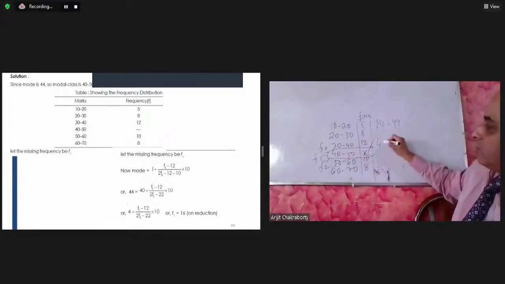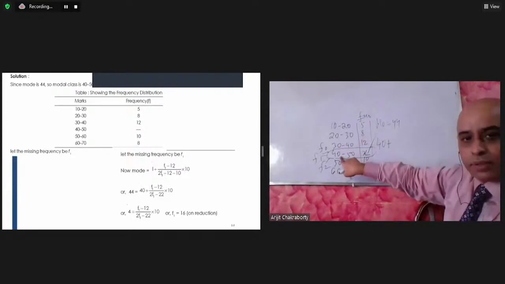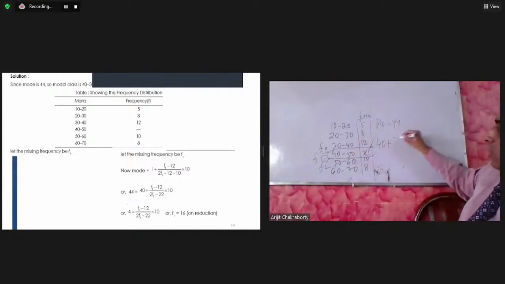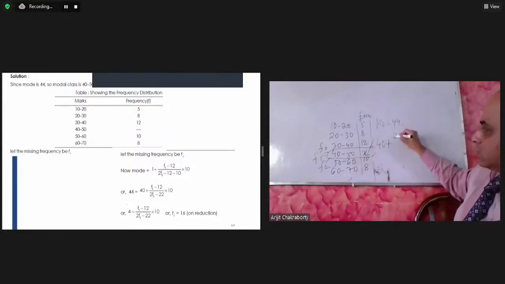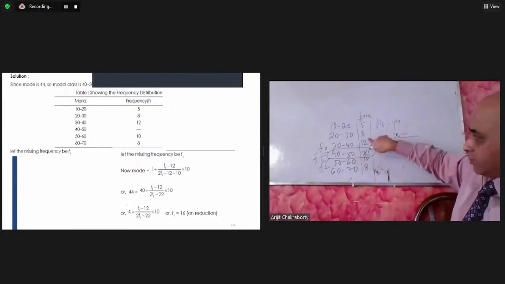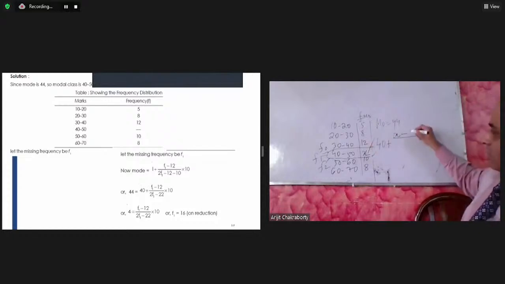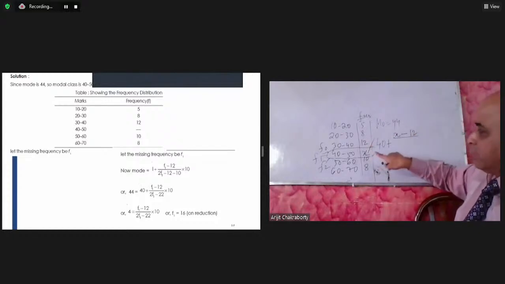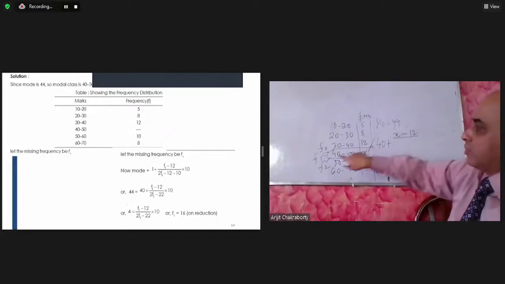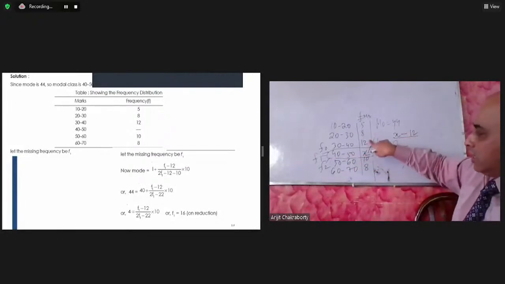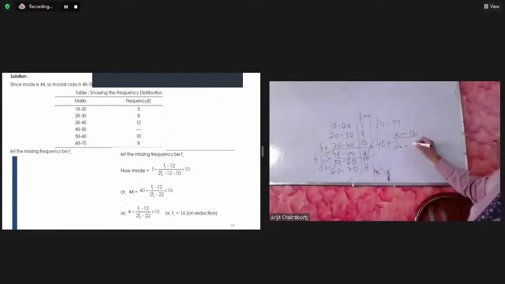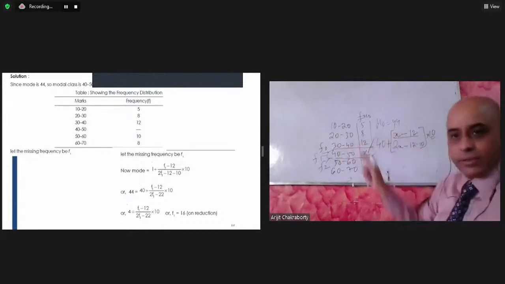So what we do, the formula is 40 plus, the lower limit of the modal class, plus. In the numerator, we take the frequency of the modal class, so x, minus the preceding frequency, so I take 12 here. Now, in the denominator, we have 2x, 2 into the frequency of the modal class, minus the earlier frequency and the later frequency, so it is minus 12 minus 10. And this is multiplied by 10 because 10 is the class width.